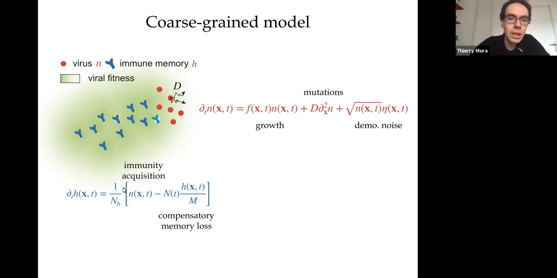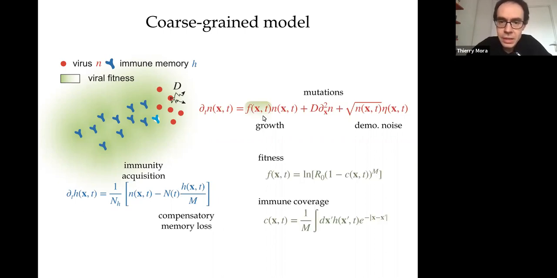The immune system just follows the population of viruses, so it just grows also in proportion to how many viruses there are in that region of antigenic space. And this is just a normalization term, a compensatory term for accounting for the fact that we have a finite population with a finite immune memory. So whenever we add a new immune memory, we need to remove an existing one. And these two things are coupled through the fitness.